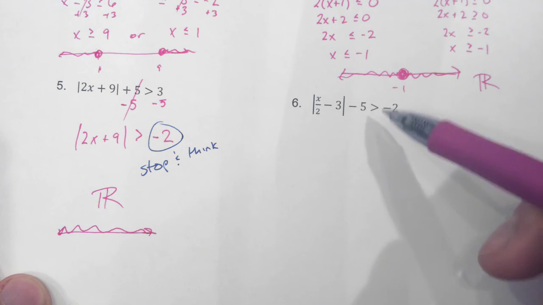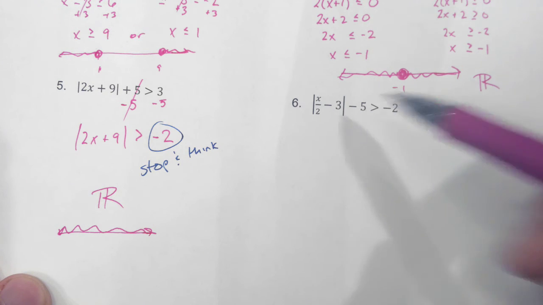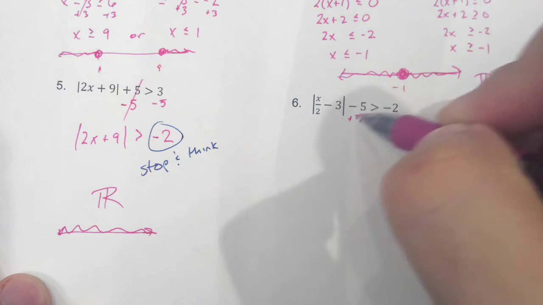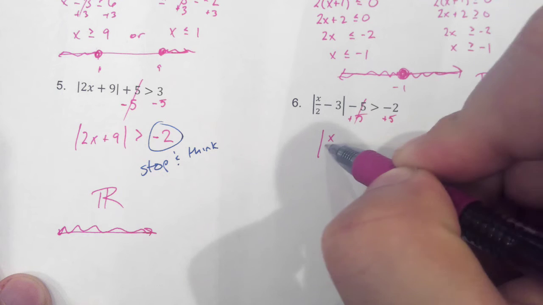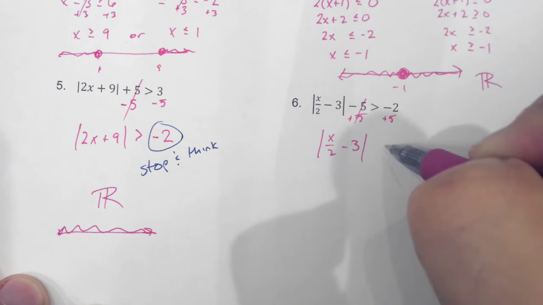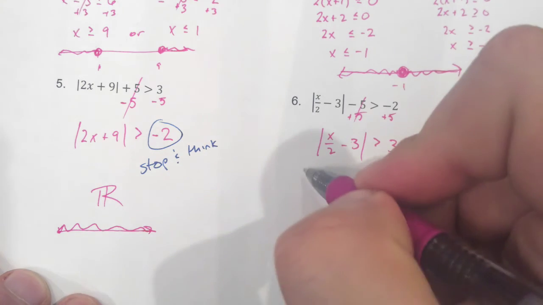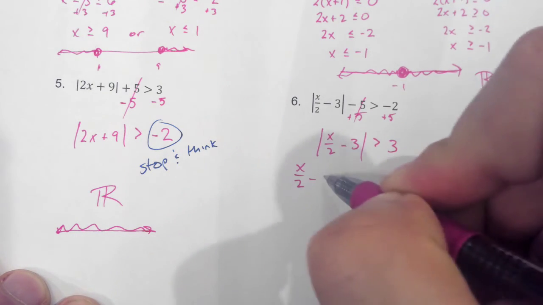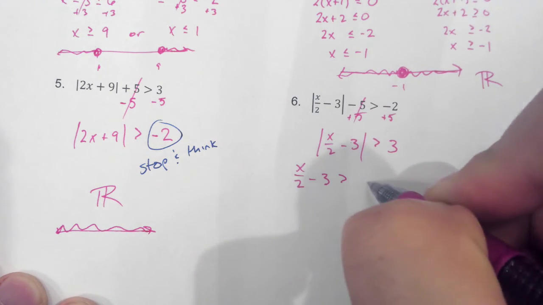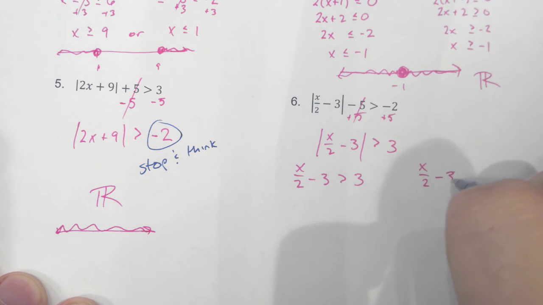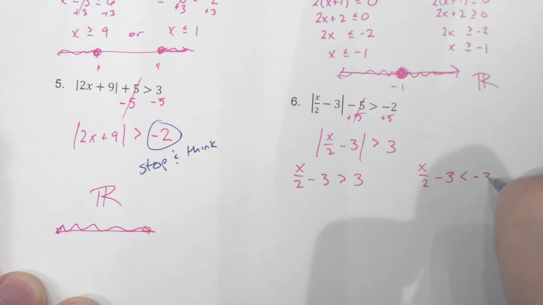Okay, number 6, don't stop and think yet, because the absolute value is not isolated. If we add 5 to both sides, we no longer have a negative number. Now that the absolute value is isolated, go ahead and write your 2 inequalities. First one matches. Second one, flip the symbol and change it to a negative.